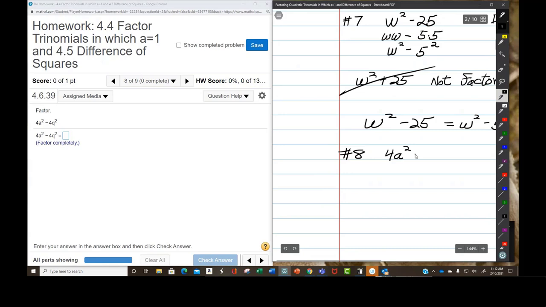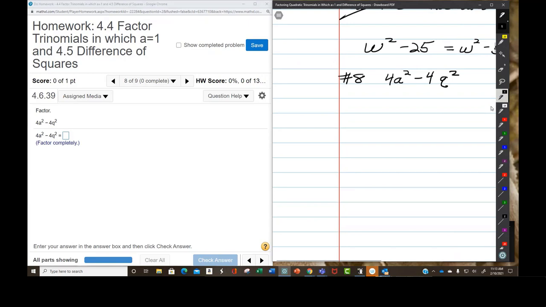4a squared minus 4q squared. Even though 4 is a perfect square, the fact that you have a GCF in each of these terms means you have to pull it out, because that's a bigger rule. I mean, there's a temptation to say, okay, 2a squared minus 2q squared, and then say, boom. This is wrong. So let me warn you, this is wrong. But this is just a temptation.